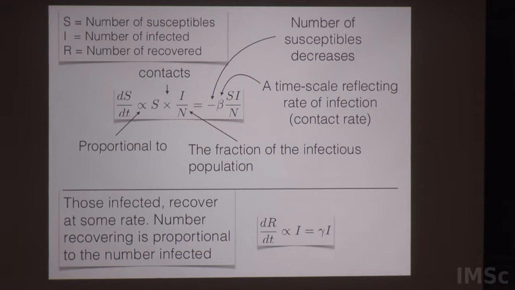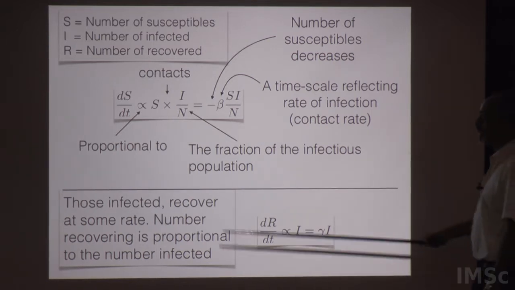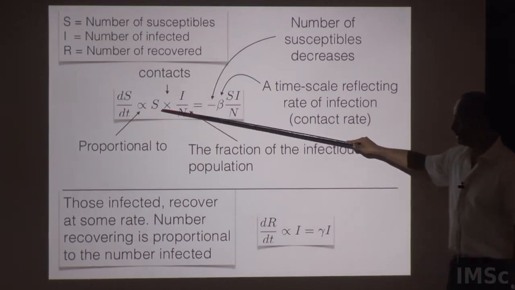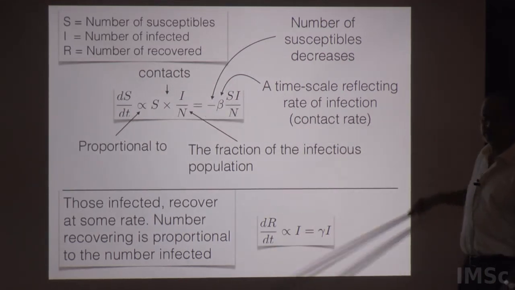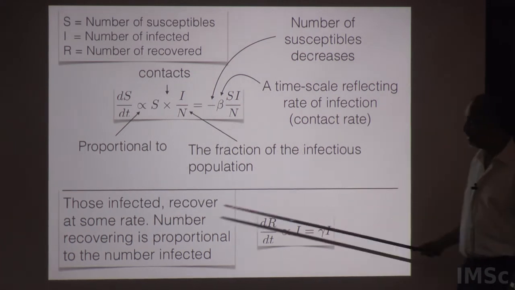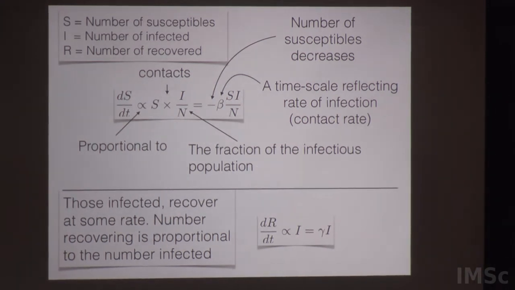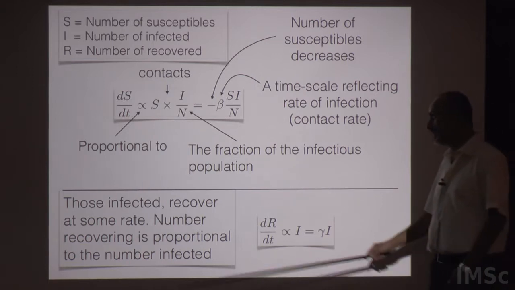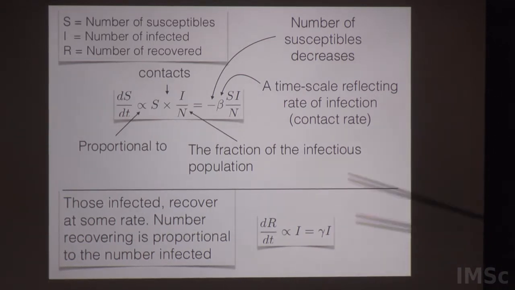Then we wrote out a form, assuming frequency dependent transmission, for how the number of susceptibles changed in time. It is proportional to S and proportional to I by N, and this is the beta factor that I told you about. So this tells you how the number of susceptible people changes in time, and the rate at which that happens is contained in one quantity called beta. After this, the second assumption is that those infected will recover at some rate. So the numbers in the recovered compartment will increase at the same rate at which people are leaving the infected compartment, because whatever leaves the infected compartment can only go to the recovered compartment.